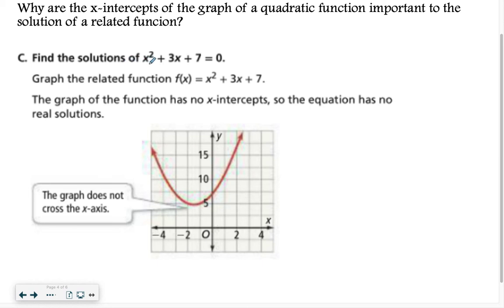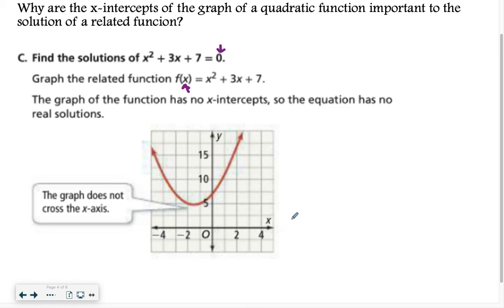All right, letter C. Find the solutions of x squared plus 3x plus 7 equals 0. So first of all, graph the related function. Again, the related function just means we have f of x equals instead of 0 equals. And I know I'm being really annoying by saying that on every single slide, but hopefully the annoyingness will help that information stick in your brains. Okay? So, graph the function x squared plus 3x plus 7, and you can see this is what the graph looks like. This graph never, ever touches that x-axis.